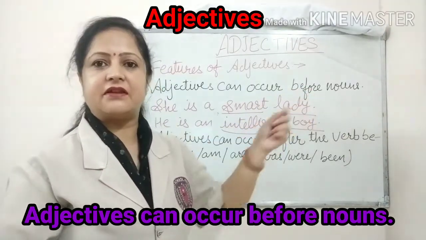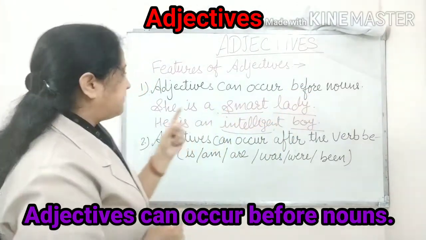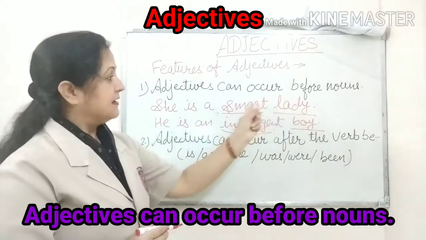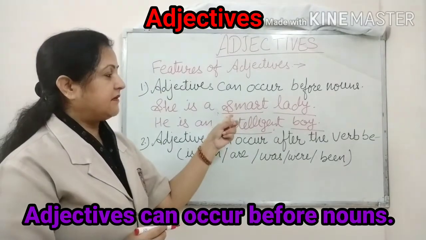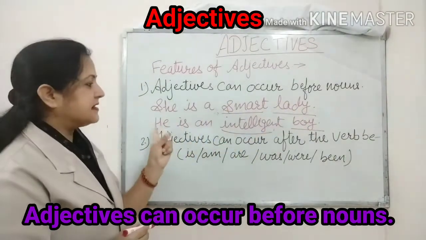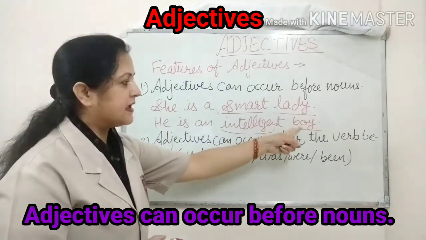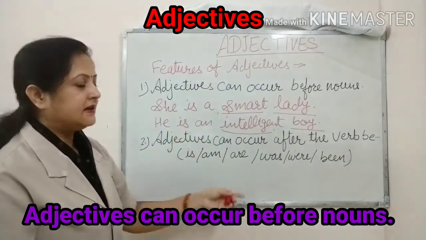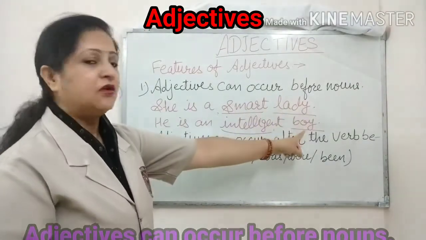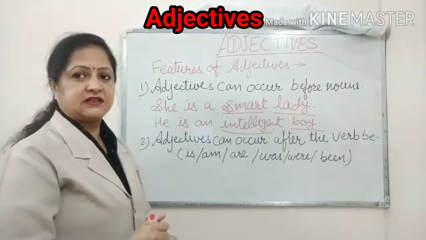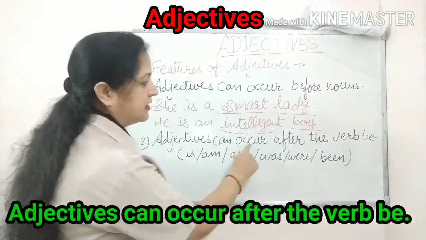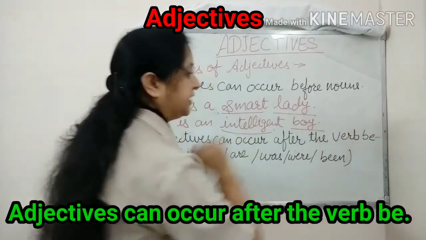After that I have given you 2 examples here. The first example is, she is a smart lady. Here the adjective comes before the noun lady. The second is, he is an intelligent boy. Here again we can see that the adjective intelligent is coming just before the noun boy. Now the second feature is given here. Adjectives can occur after the verb be.